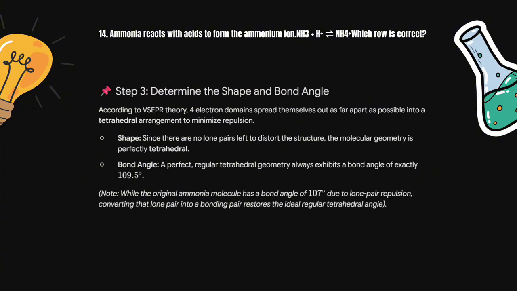Step 3. Let's determine the final shape and bond angle using VSEPR theory, with 4 electron domains and 0 lone pairs pushing them out of character. The molecular geometry becomes perfectly tetrahedral. A regular tetrahedral shape always exhibits an ideal bond angle of exactly 109.5 degrees. Therefore, looking back at our options, row D is the correct match.